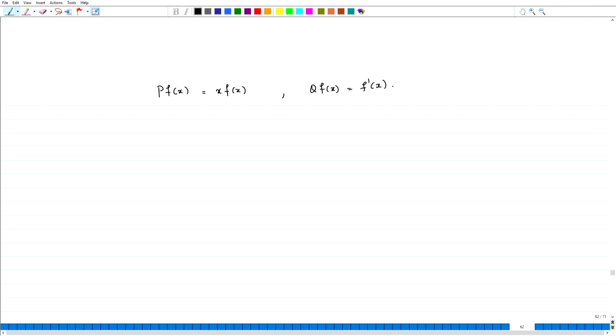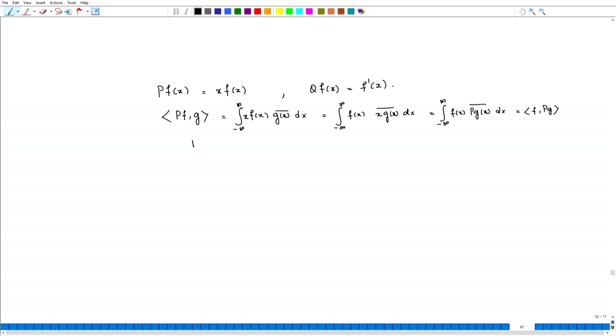One thing easy to notice is that if we look at the inner product of Pf with g, this is equal to the integral from minus infinity to infinity of x f of x times g of x bar dx, which is the integral of f of x times x g of x bar dx, since x is a real number. This is the inner product of f with Pg. Therefore, P is self adjoint.